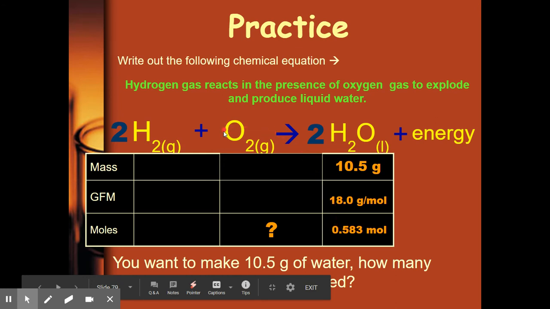That's half the number of moles of oxygen versus twice as many moles of water. So basically this number divides by 2. All right, when you divide that number by 2, you get 0.292 moles. Okay, so that's how many moles you would need.